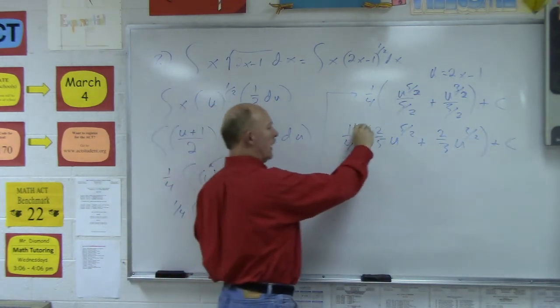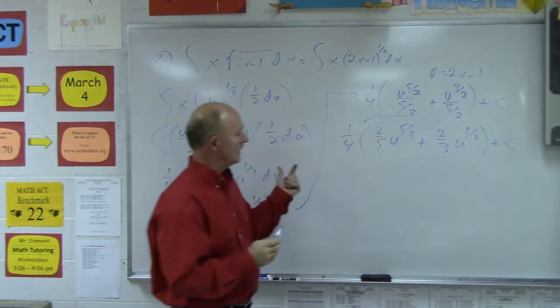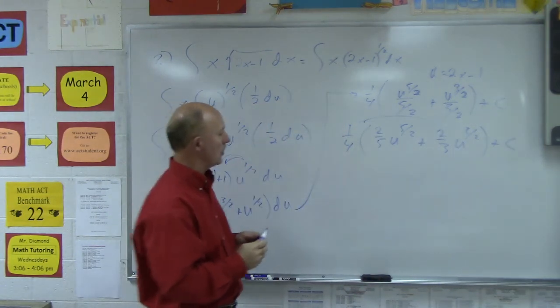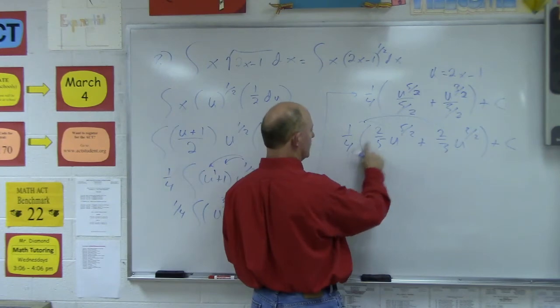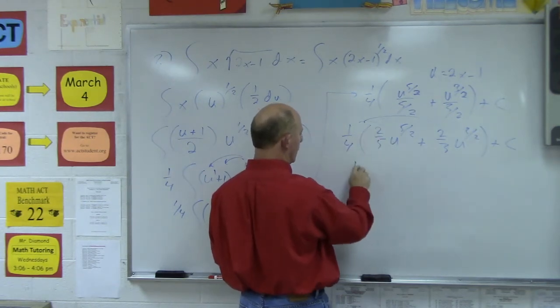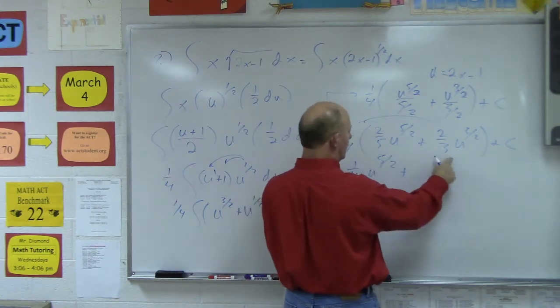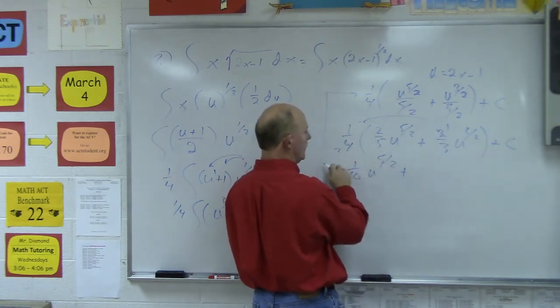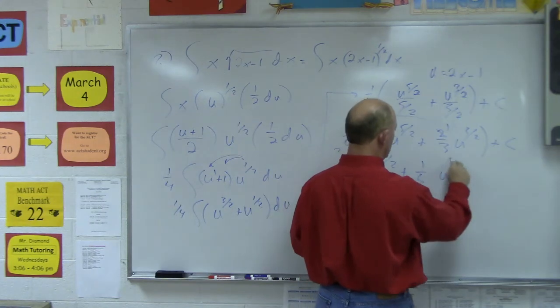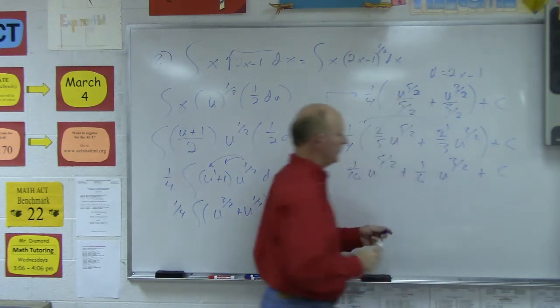Now, last, we want to multiply 1/4 inside our parentheses to both of those terms. As you multiply to this first term, the 2 will cancel out. That'll reduce to 2, so it'll be 1/10 u to the 5/2 power plus, multiply to this fraction here, that'll reduce to 1, that'll reduce to 2, and that gives us 1/6 u to the 3/2 power plus c.